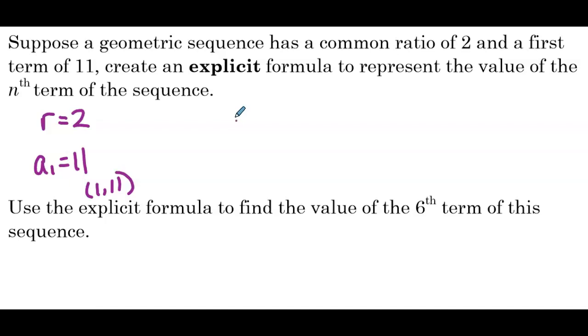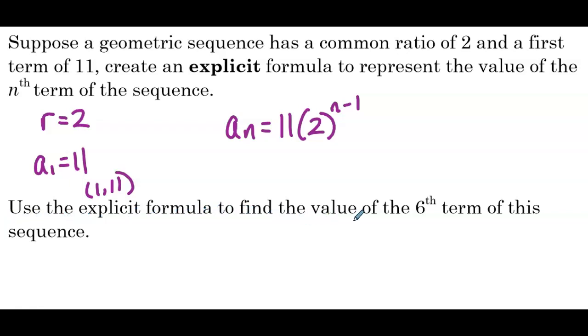So now our explicit formula is going to be that exponential formula, a sub n equals a sub 1, the first term, which is 11. The base is going to be the common ratio, which in this case is 2, to the n minus 1, because if we're using a sub 1, we have n minus 1 as the exponent.